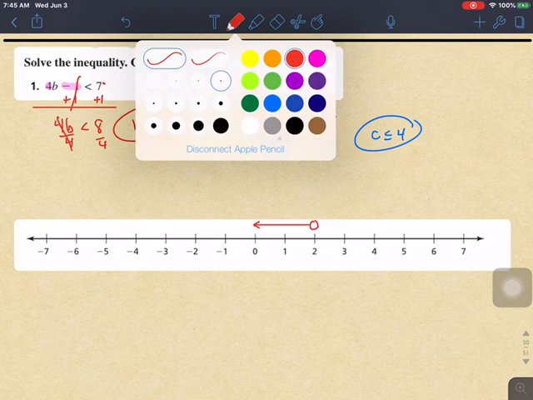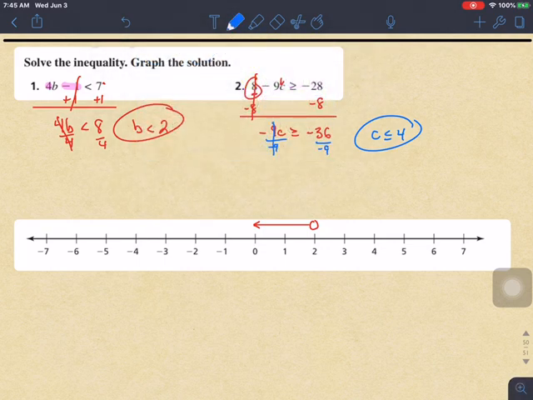For the blue one, we have C is smaller than or equal to 4. That is a different kind of dot, so we'll find 4. That is what we call a filled in or closed dot. And the closed dot indicates that C could be 4 and then everything smaller than 4, right?